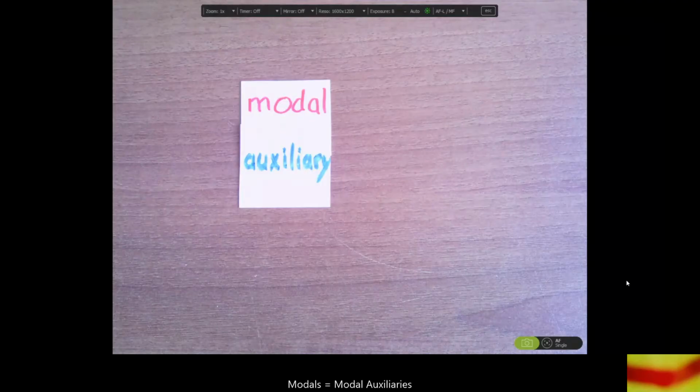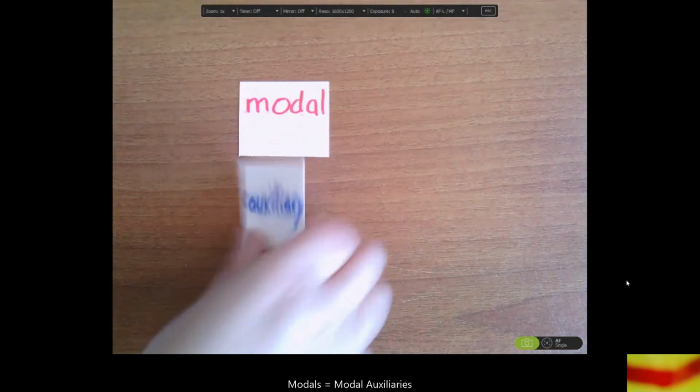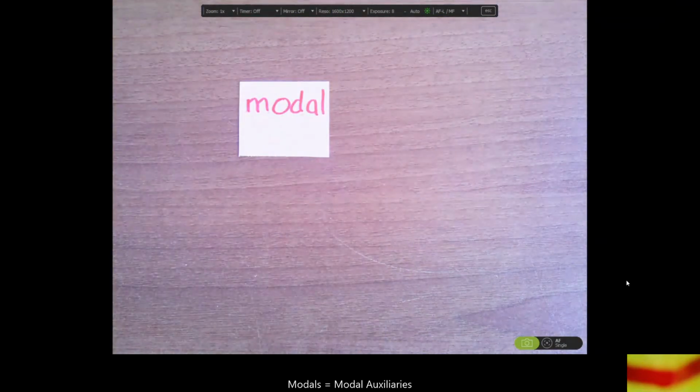Let's take a look at the modal, or some grammar books call it the auxiliary, or even the modal auxiliary. It's all the same thing, and I'm going to refer to it as the modal. The modal is not a verb, even though some grammar books call it a verb, because it's not a verb. For these reasons, it doesn't have past, present, or future conjugation, and most of the time it cannot stand on its own. It absolutely needs a verb to go with it.